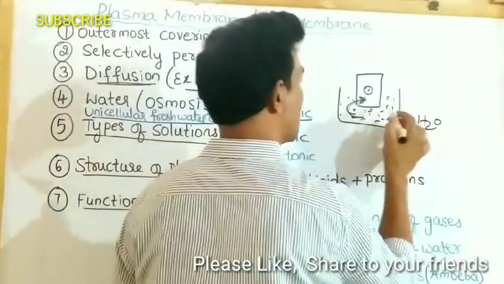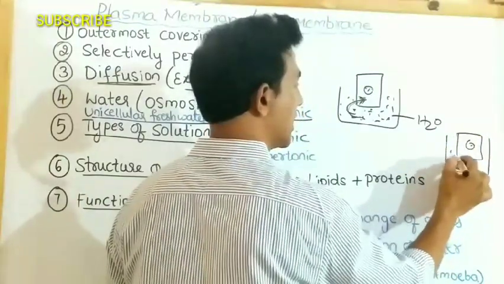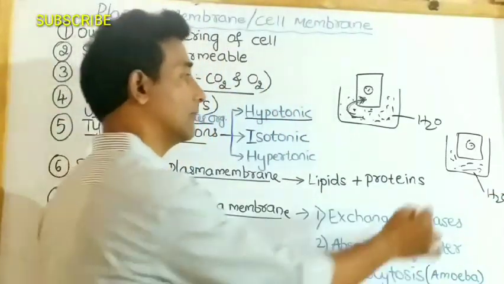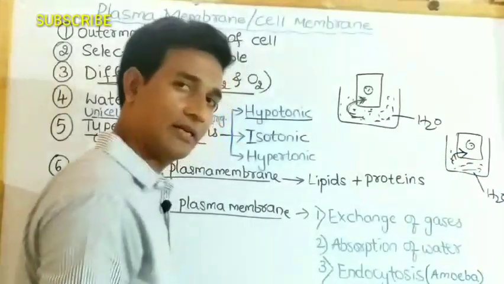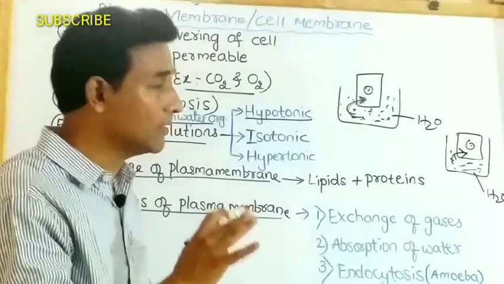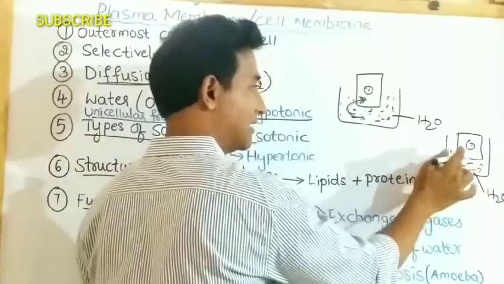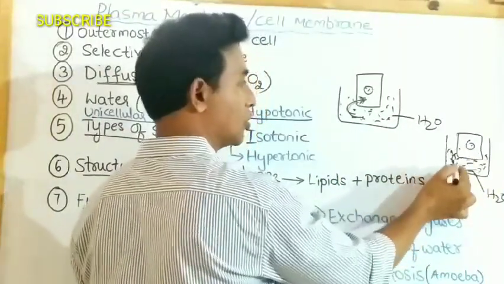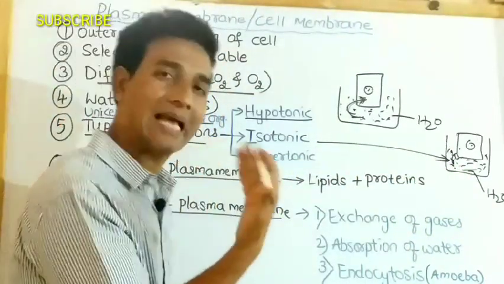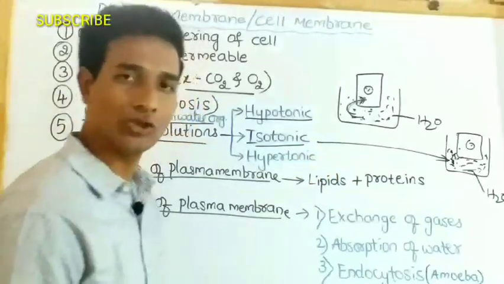Then when a cell is kept again in the water, you see that initially there is entry of water and the cell gets swollen. Already we have studied this. And after some time the water will not enter further, and the water will stop entering the cell. Such a type of solution is called isotonic, where there is no movement of water inside the cell or outside the cell.